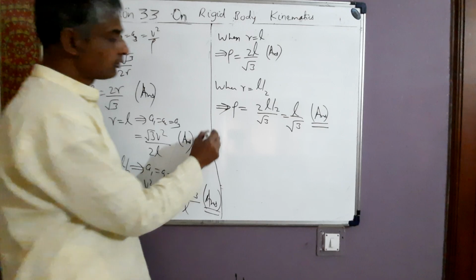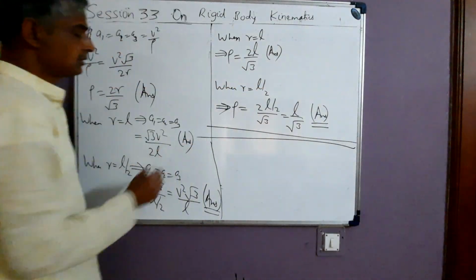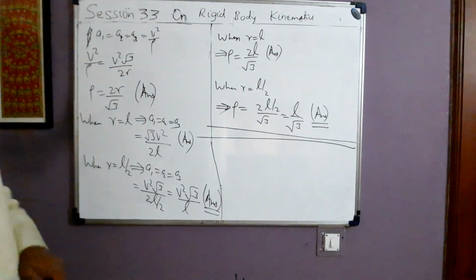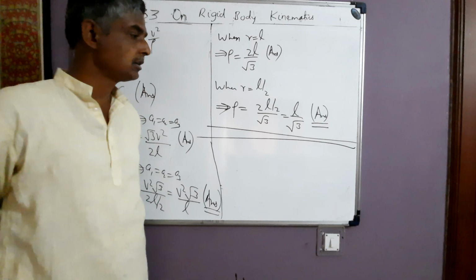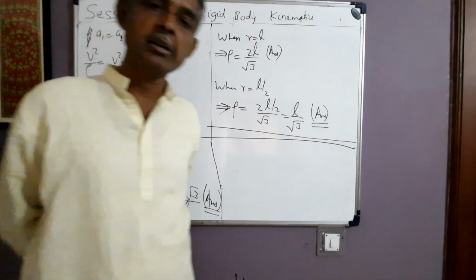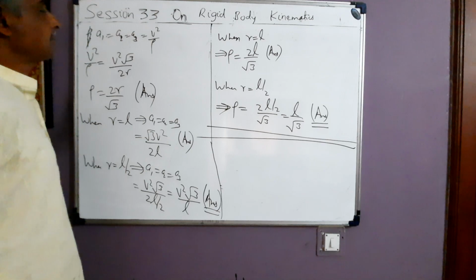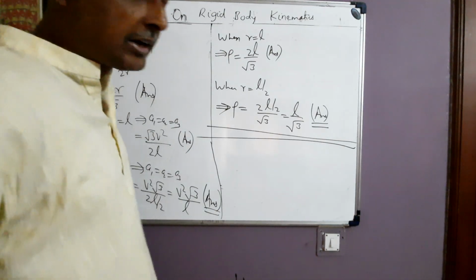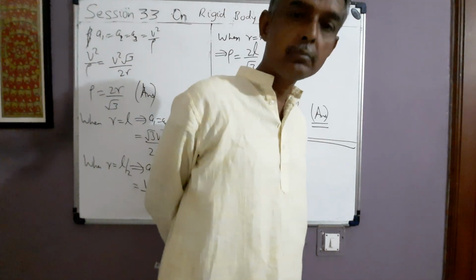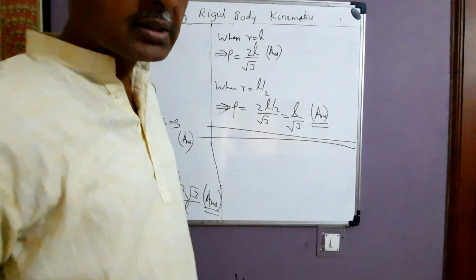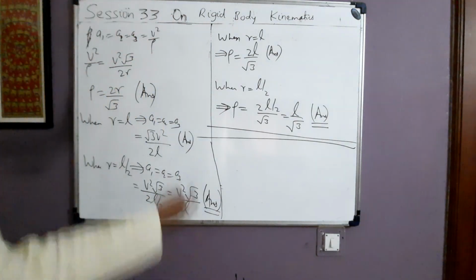So this problem has been fully discussed. Till here we have finished the third chapter on rigid body kinematics, that is the acceleration point of view. Now we have to take up the last chapter on rigid body kinematics, that is on instantaneous center of rotation. Okay, chapter on instantaneous center of rotation.